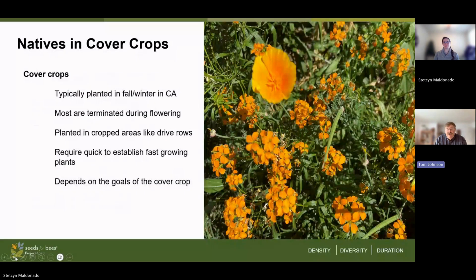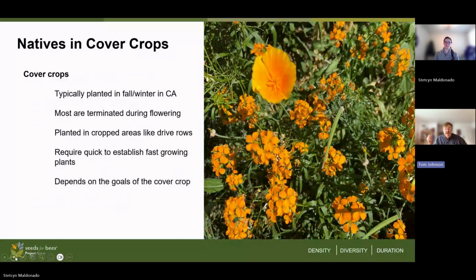And then for using natives in cover crops, they're in there for a specific reason most of the time, and they're typically planted in fall or winter in California. Our climate basically is fall and winter rain, warm spring, dry summer. So a lot of these plants are either very strong annuals or very strong perennials that can survive a lot of that stuff. So they're in there for whatever reason we put them in there. Most, unfortunately, are going to get terminated while they're flowering, which means they're not going to reseed very well unless you're actively trying to get them to do that.